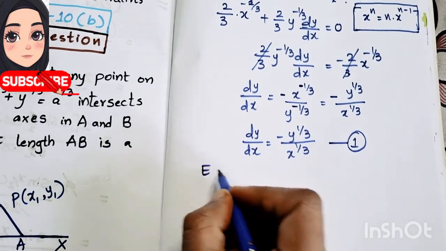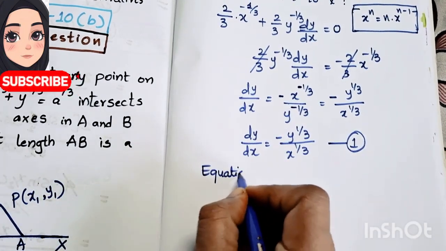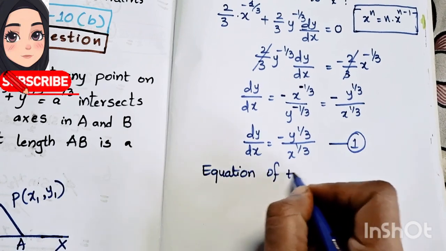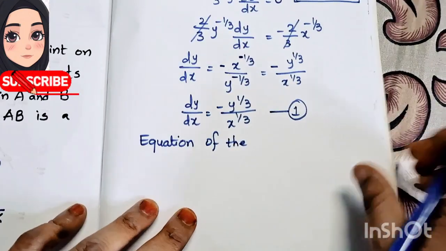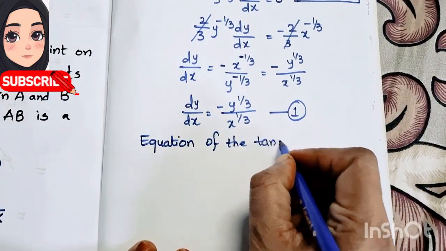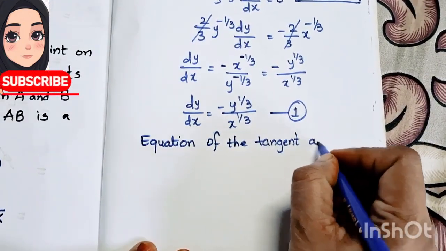So now the equation of the tangent line. We have the tangent at any point on the curve that is given, no? So we have to take the equation of the tangent. At what point have we taken?